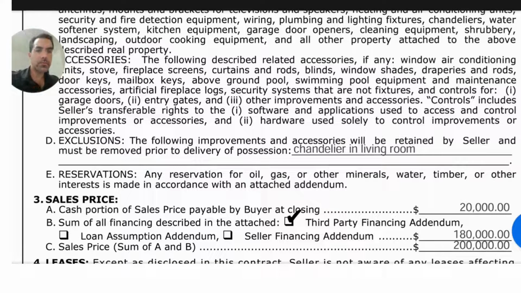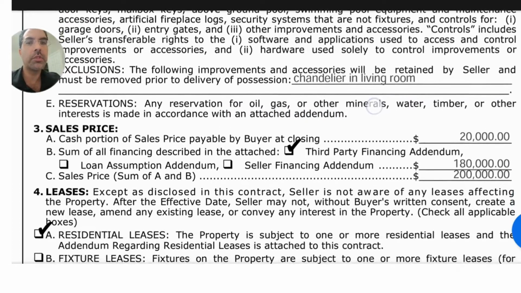Exclusions. Exclusions are whatever the seller doesn't want to include with the normal sale of the property. So for example, if they want to keep the chandelier in the living room. It could be a Ring doorbell or anything that's attached to the house. Refrigerator, washer, dryers, things of that nature that they don't want to include in the sale.